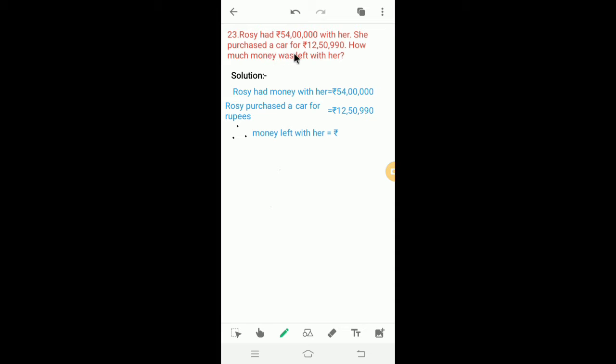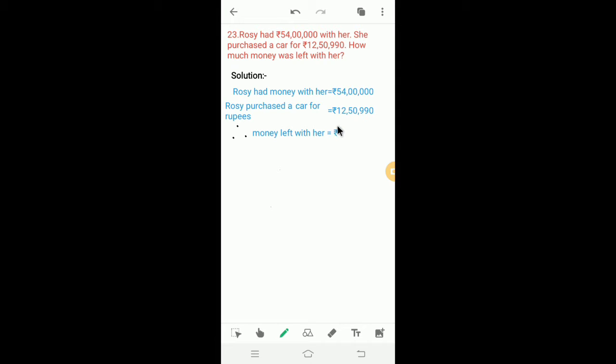She purchased a car for rupees 12,50,990. How much money was left with her? Here we have to find out how much money was left with Rosie. Let's see the solution. Rosie had money with her is equal to rupees 54 lakh. Rosie purchased a car for rupees is equal to 12,50,990. Here we have to find out how much money was left with Rosie.